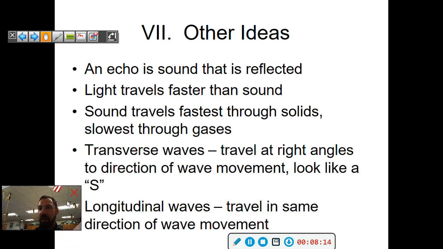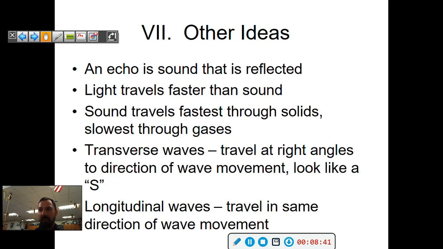Okay, some other things about sound that you need to know. An echo is sound that's reflected off objects. Light travels faster than sound. You know that from lightning. You see the lightning flash, and then you hear the thunder that follows, because the thunder is the result of the lightning hitting the ground. Sound travels fastest through solids, slowest through gases.